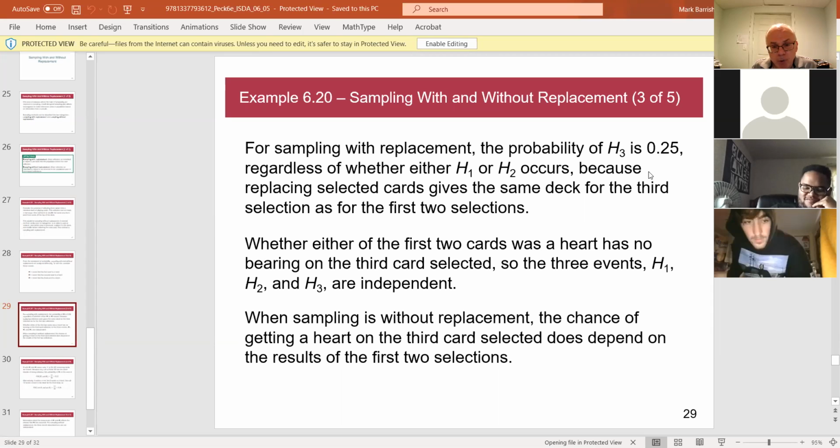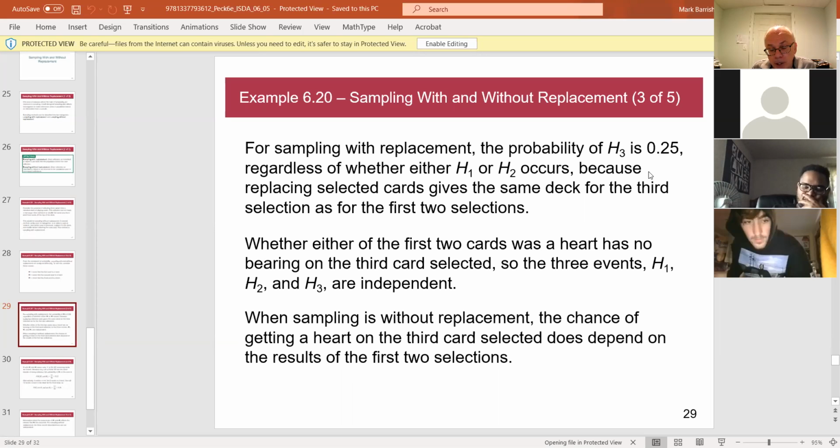So for H1, for the first card selected, for the second card selected, for the third card selected, it's always going to be a 1/4 probability of selecting a heart if you just put the card right back after you selected it. However, the probability of that third card being a heart will be different if you don't replace the cards in the deck after you selected the first 2 cards.